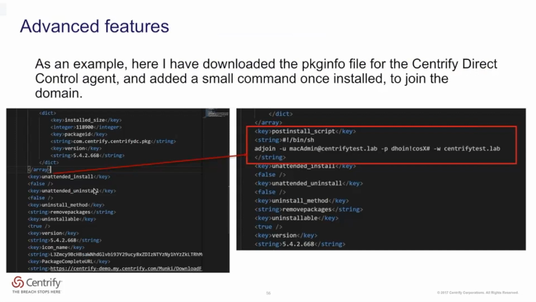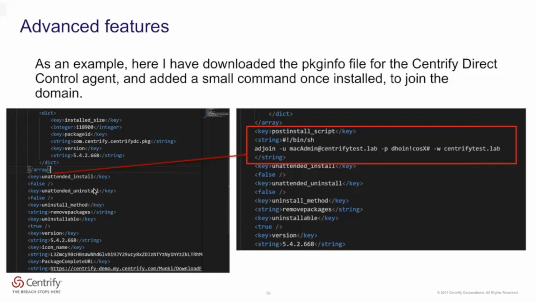As an example, I've downloaded the Direct Control agent, and you can see on the left is the existing pkginfo file. And I've made a small change to add a post-install script. And I should note that this is not a production script, so there would normally be quite a bit also included in a script like this. But my command here will join this Mac to the domain once the Direct Control agent is installed. However, in production, you would want to do some conditions first, like checking to see if the Mac is already joined to the domain, or maybe running a specific build.